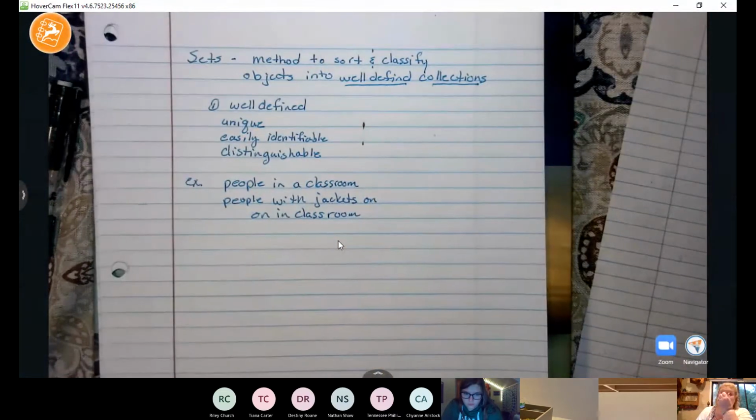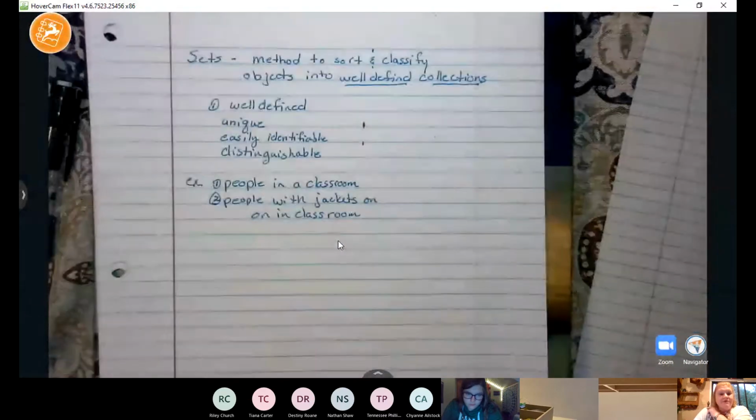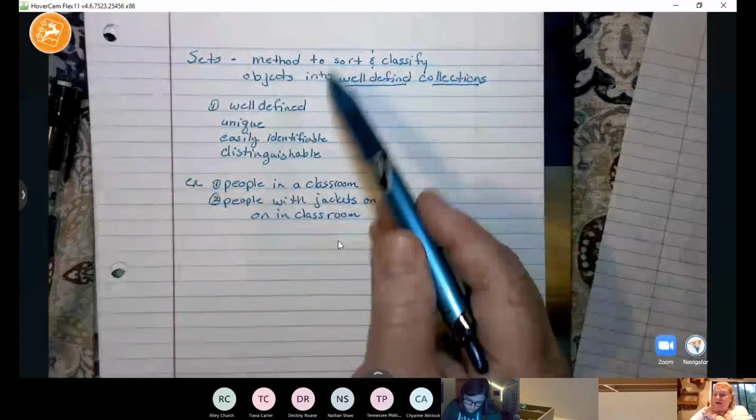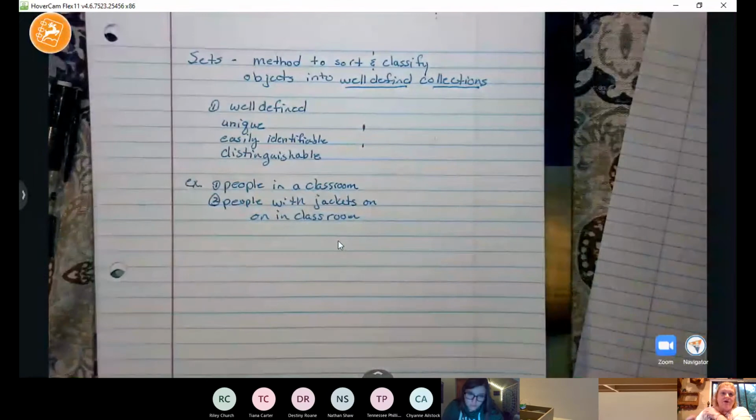Versus people with jackets on in a classroom. Which of those, one or two, gives you a better defined set? One or two? Who can answer that? Two. So when we're talking about sets, we want to think about what makes it well defined, and we want to look at being able to distinguish information one from another.